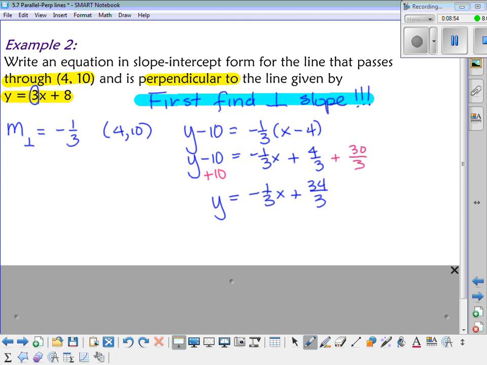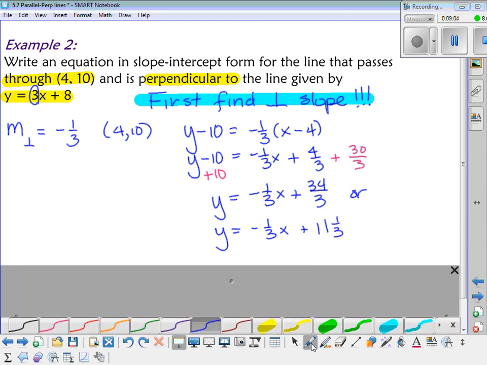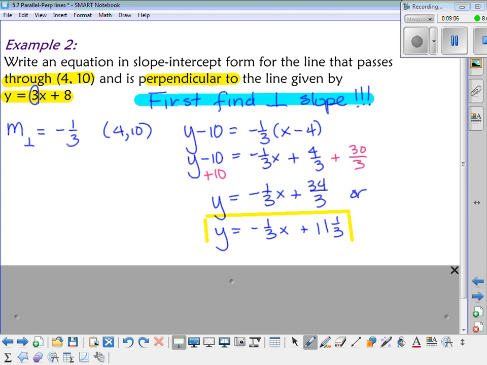Or if you want to make it a mixed number, you can. You can say y equals negative 1/3 x plus 11 1/3. Okay, either one of those would be fine. This one's a little bit better for graphing, though, than the improper fraction. Okay, any questions about what I did? So it's exactly the same as parallel lines, except for what did we have to do differently? We had to take the opposite reciprocal first, okay?